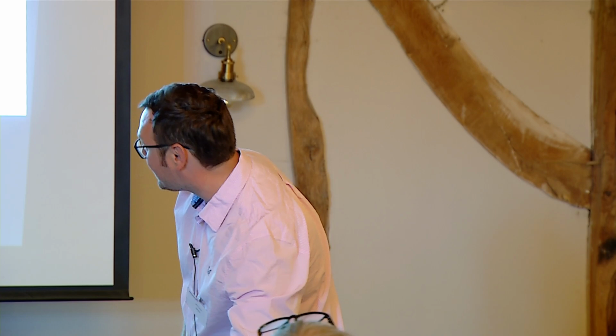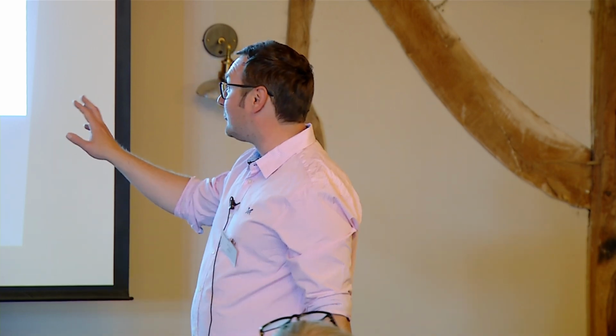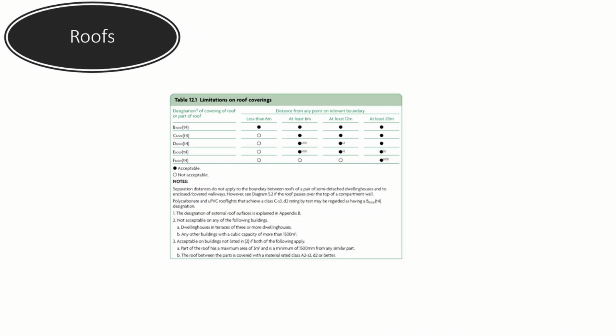Right, so a little bit about roof coverings. Again, the concept is exactly the same. The further you are away from the relevant boundary, the classification that is permitted can be less onerous. So you're going down to B roof, C roof, D roof, E roof, and F roof. The further you get away, the more permissible it is.